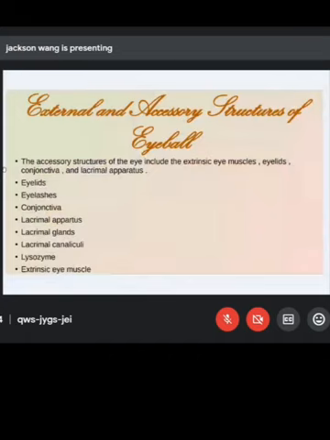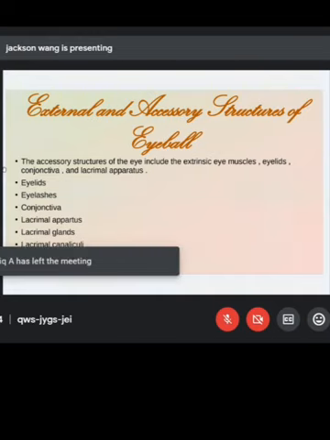External and accessory structures of eyeball. The accessory structures of the eye include the extrinsic eye muscles, eyelids, conjunctiva, and lacrimal apparatus. Pour les accessoires, donc les structures qui sont accessoires pour l'œil, on a les muscles extrinsèques de l'œil, les paupières, eyelids, ce sont les paupières, conjunctiva, c'est la conjonctive, and lacrimal apparatus, c'est l'appareil lacrymal.